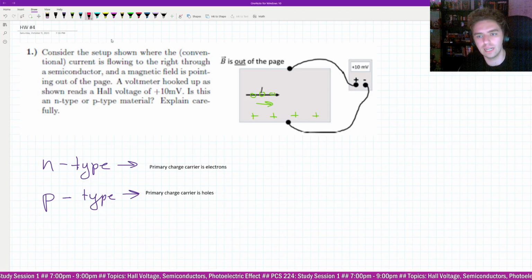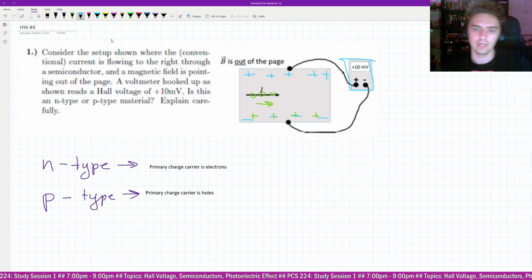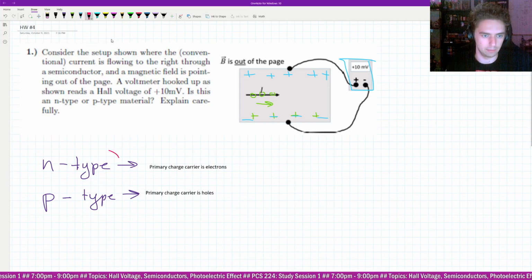But if we look at the reading, it's telling us that there's a higher potential over here. So the blue is what we're getting from this, that it should be a higher potential here than it is down here, right? Because we're getting a positive reading, and so the positive goes to the positive and negative goes to the negative. And what that means is that this is an N-type.